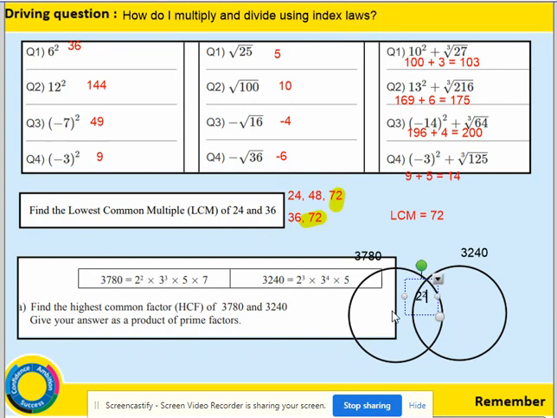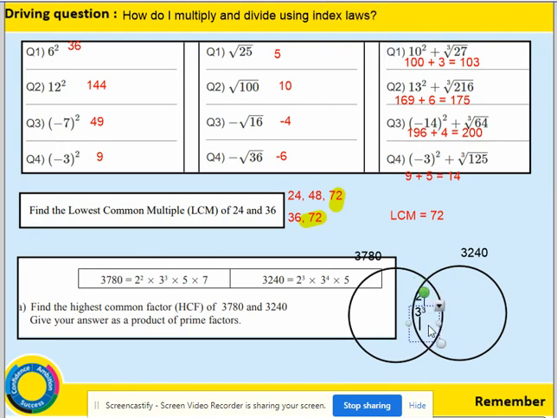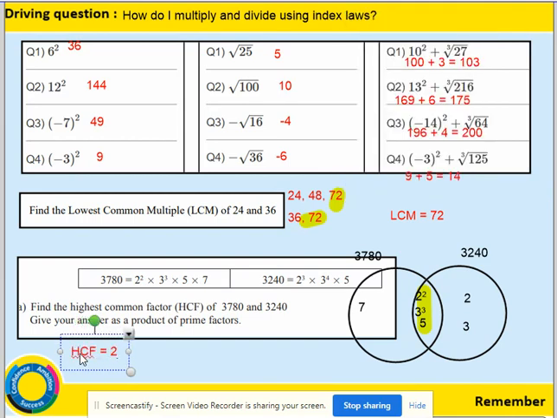We've got 3 cubed and 3 to the power 4, so the highest common factor would be 3 cubed. We've got a 5 in both, so we'll put 5 in. And then there's a 7 over here, and an extra 2 and an extra 3 over here. So for the highest common factor, I'm just going to multiply these bits together. So the highest common factor as a product of prime factors would be 2 squared multiplied by 3 cubed multiplied by 5. There we go.